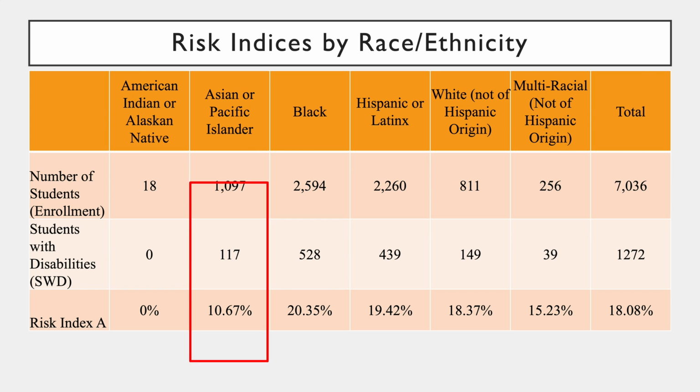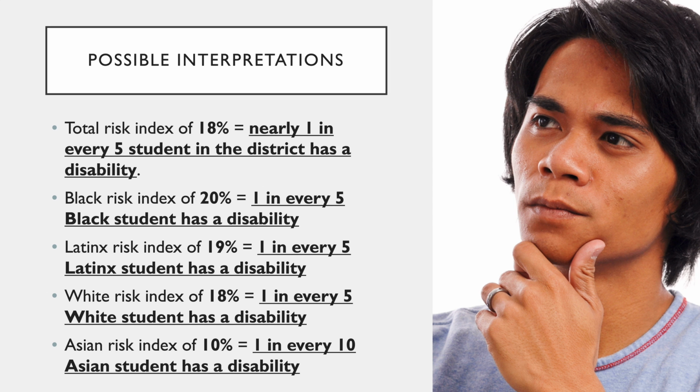And so one of the possible ways that I encourage folks to consider is to look at it by the rate at which this is happening, in terms of actual student numbers, right? So one way that I like to look at it is in terms of determining, of every X number of students, what number of them is reflective of this specific risk index. So here, taking this example from the previous slide, remember, the total risk index of the entire district was 18%, which means that nearly 1 in every 5 students in the district has been identified with a disability.